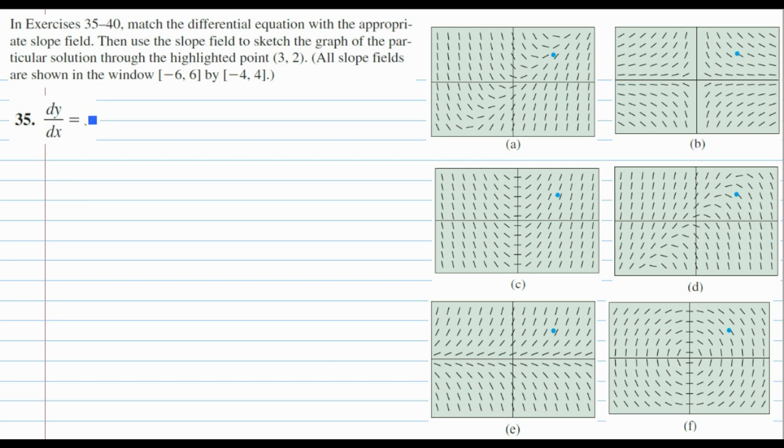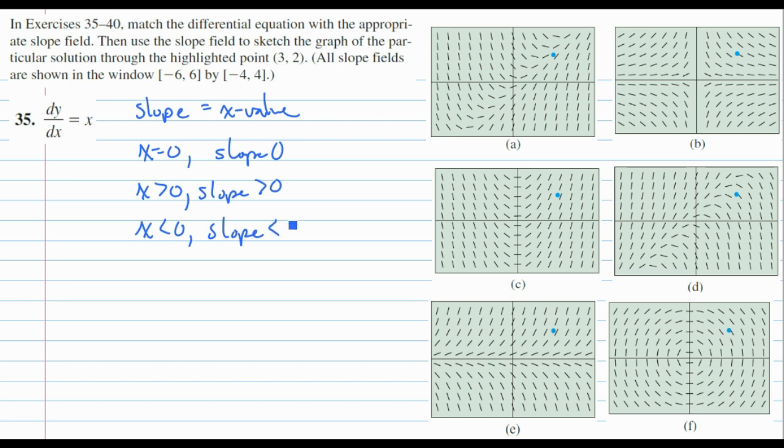So dy/dx, the slope is always going to equal the x value, so that's something to keep in mind. That means when x equals 0, the slope is 0. When x is greater than 0, the slope is greater than 0. When x is less than 0, the slope is less than 0. So first of all, at x equals 0, that's not going to happen with A. I can't really tell with B. It looks like vertical, otherwise it would have horizontal slopes. So I'm going to say no with B.